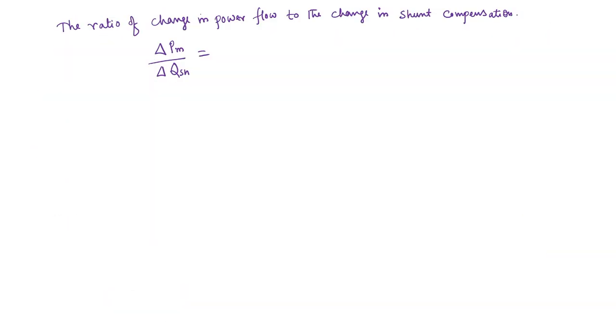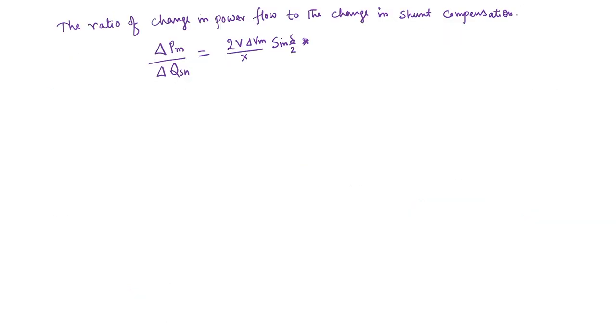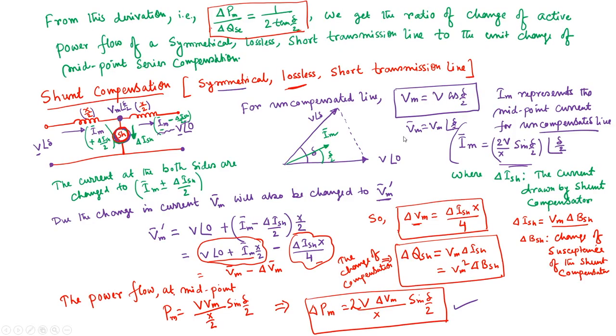That is 2 V del V m divided by x multiplied by sin delta by 2, and del Q SH. So, this is multiplied by, this is a multiplication sign, do not mix with x, x is our line reactance. So, this is multiplied by 1 upon V m square del V SH, right. Now, we know that V m also we obtained the expression as this, right.